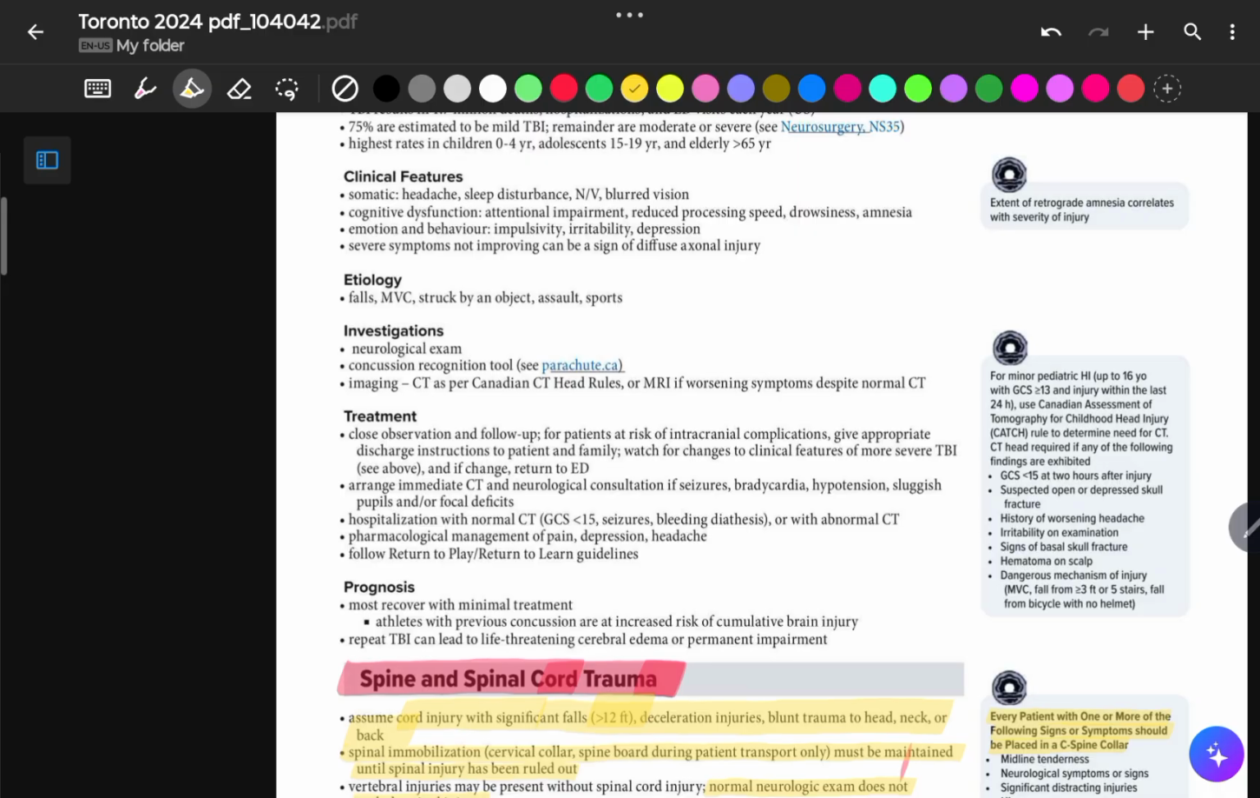Actually, most recover with minimum treatment. Athletes with previous concussions are at increased risk of cumulative brain injury. So repeat traumatic brain injury can actually lead to life-threatening cerebral edema and permanent impairment. So if they're playing sport, they need to stay away from sport for a specific amount of time.